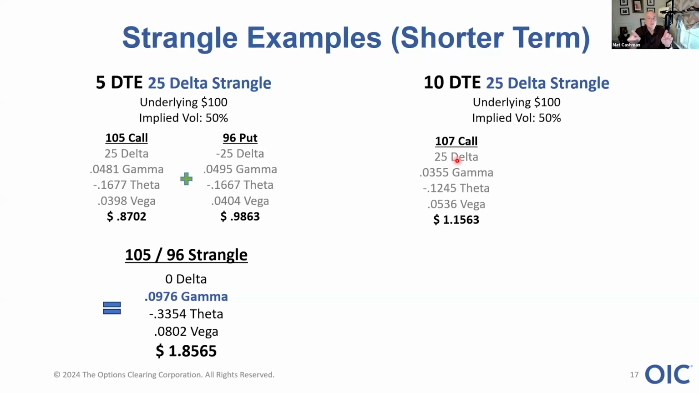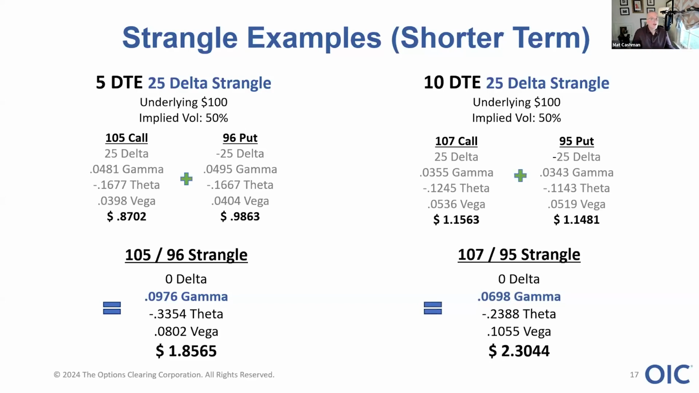And that means that the 25 delta option on the call and the put side are actually slightly farther away from the at the money. Hence, the 107 call instead of the 105 call, and, I believe, the 95 put instead of the 96 put. You can see that they're a little bit farther away. When you add those two together, you get the 107-95 strangle. The 10-day strangle in price is $2.30. It has a little bit more Vega, a little bit less theta, and significantly less gamma. But the delta is the same, right?